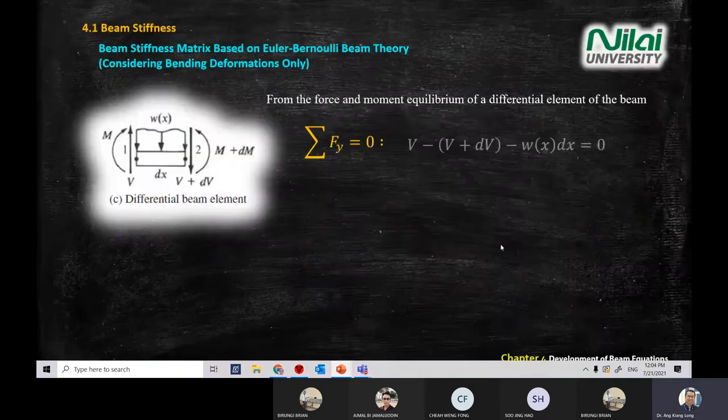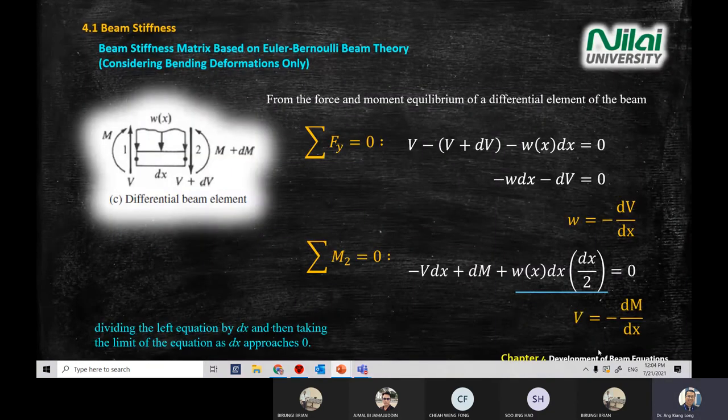Just take note, there's a typo error in the previous slides. This is the typo error that I highlighted in my slides. There's no negative there. If you balance this equation, you will get V equal to dM over dx. There's no negative there. And why does this one become zero? Because when we take the limit as dx approaches zero, this term becomes very, very small and we can take it out.